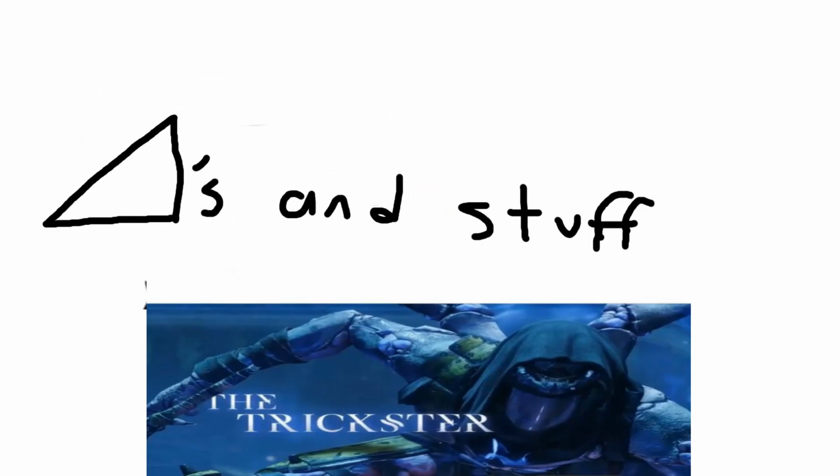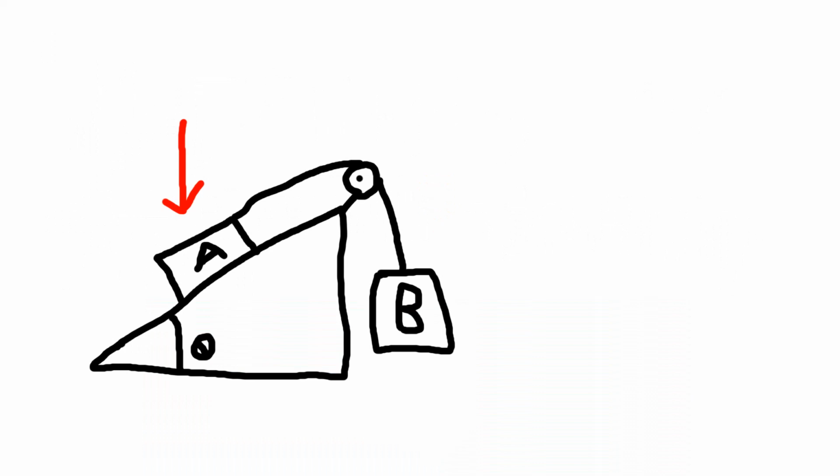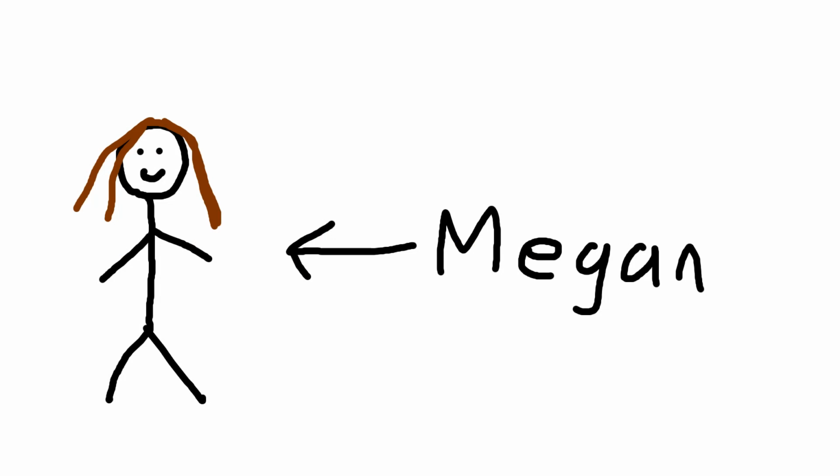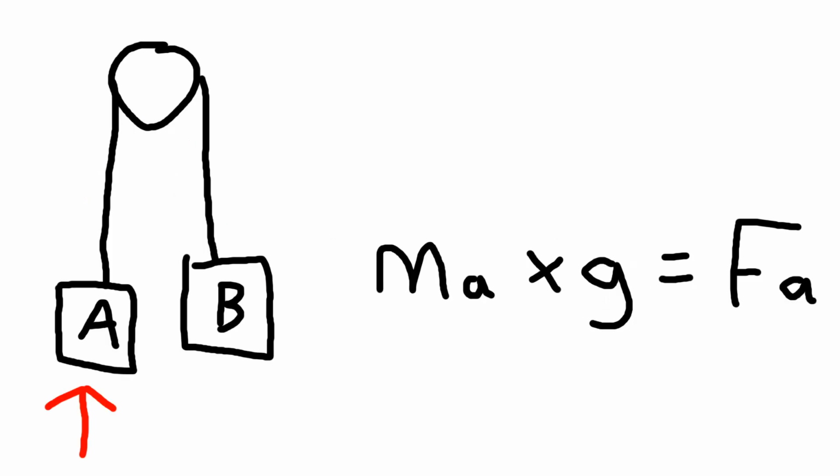This final one is pretty tricky. It involves trigonometry, because box A is on an angle, so you have to use sine, cos, and tan, but not the kind of tan that's done in the sand. Thank you for that line, Megan. So you take the mass of A, yep, times it by gravity. Then you take the mass of B and times it by gravity.